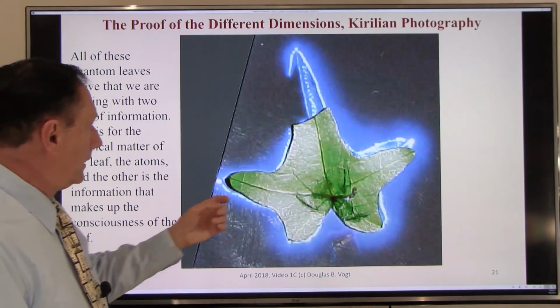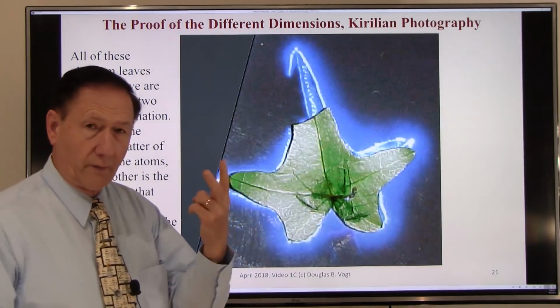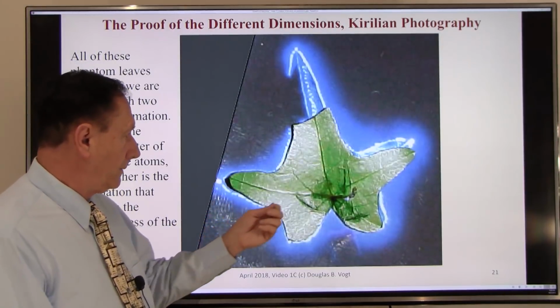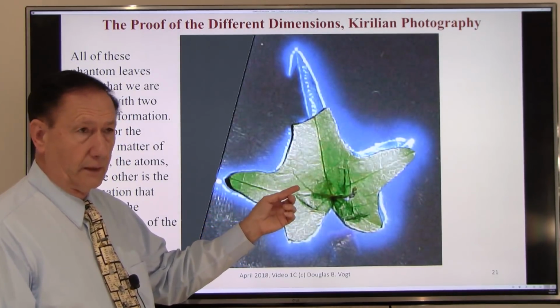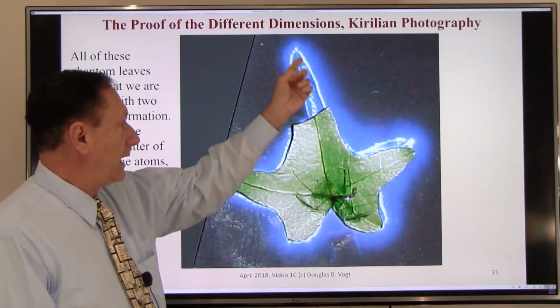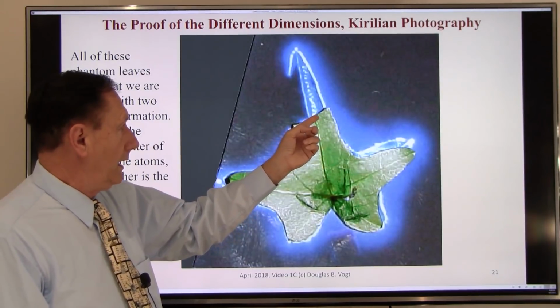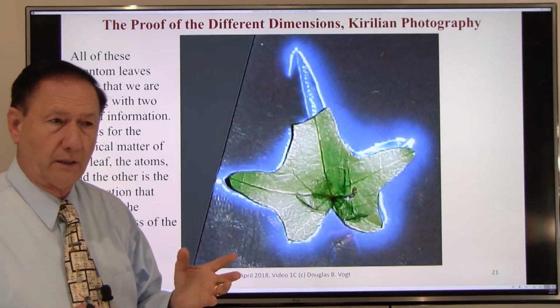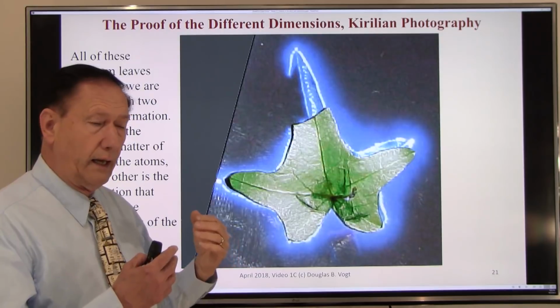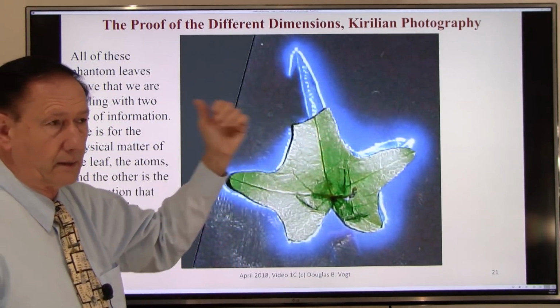Now, the only way this could be is that you have two different kinds of information. One that makes up the physical matter of the leaf, and another one that makes up the conscious part of this leaf, or us, or anything. And it just takes a little bit of time for the Diehold to correct itself, and then this phantom would disappear, like it did in that other picture.